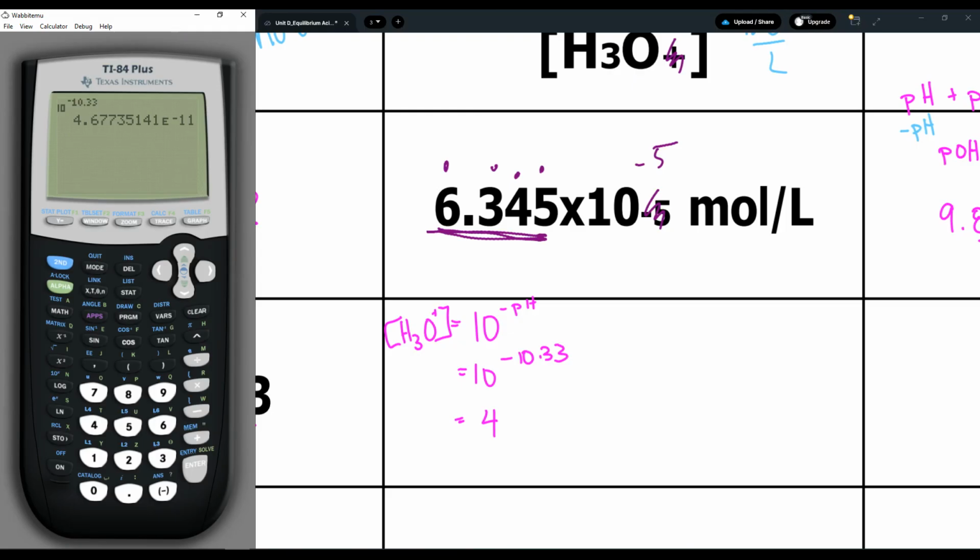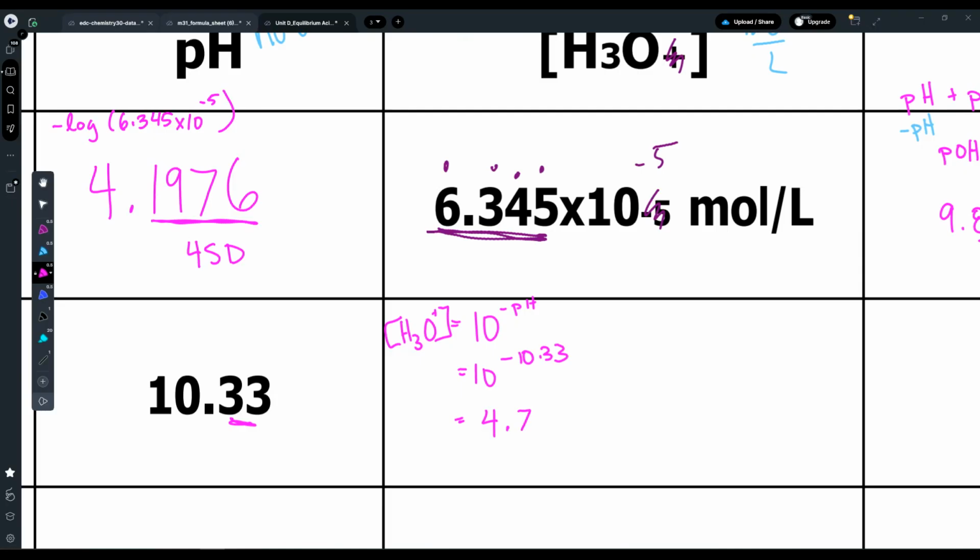But since we're only using 2 sig digs, what that means is, because this is a concentration of hydronium, we're looking at the entire number because the word concentration does not have the letter P in it. So to report this in 2 sig digs, I would write 4.7 times 10 to the negative 11.